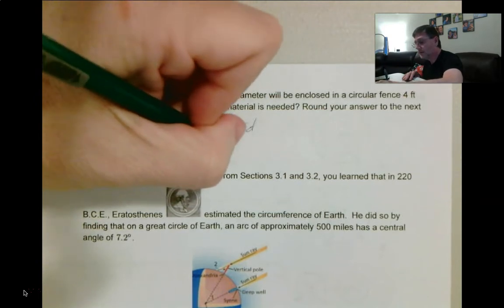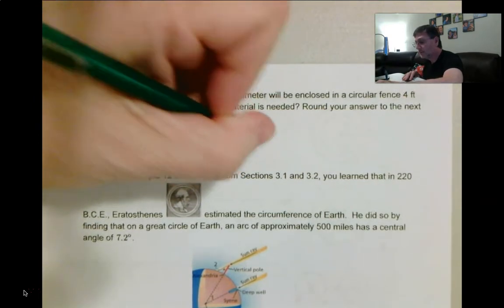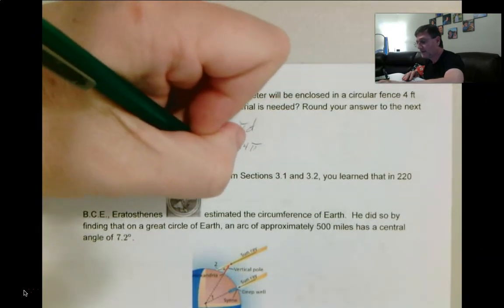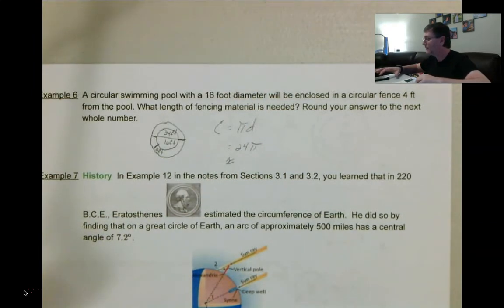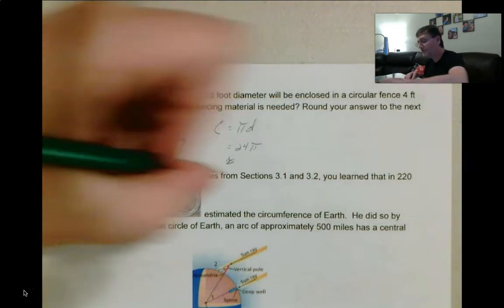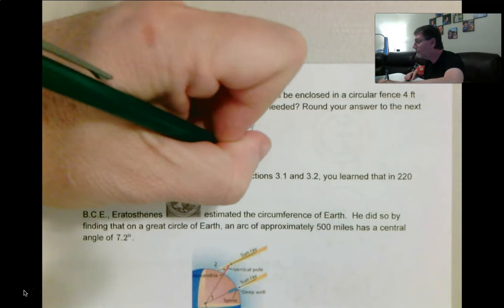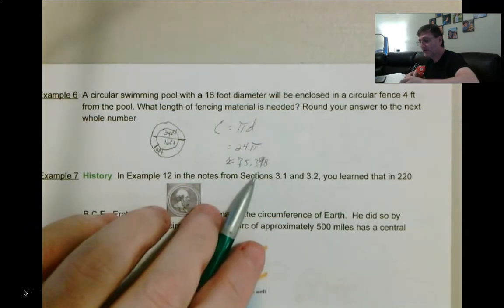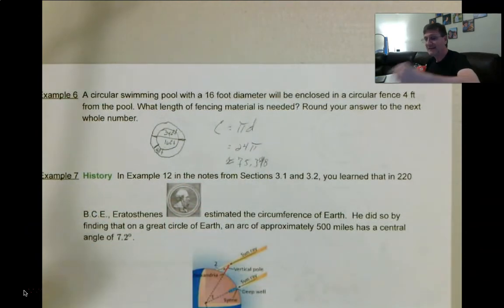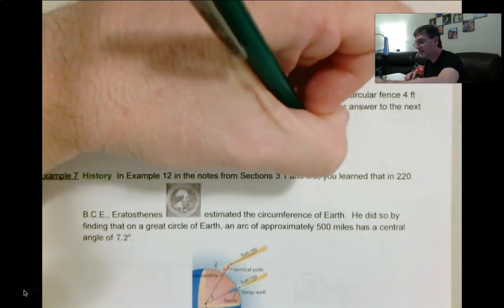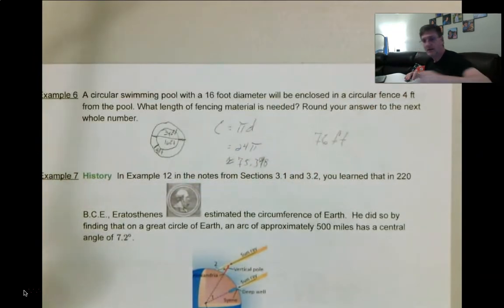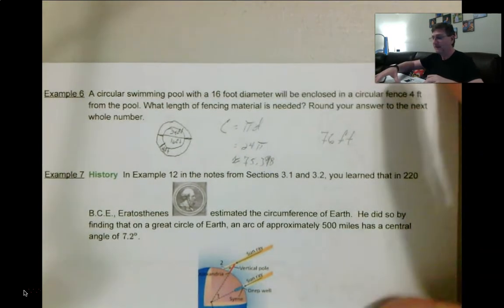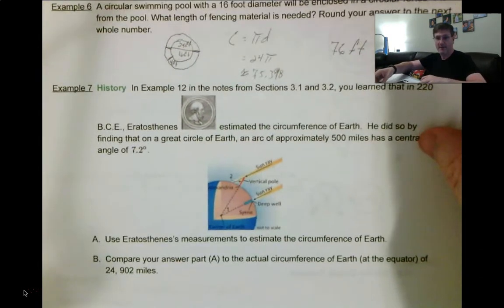So 24 pi, and we're going to round this to the next foot. So 24 times, use the pi button, so 75.398. If we're going to round that up, even though this would round down normally, we're rounding to the next whole number, 76 feet of fencing.